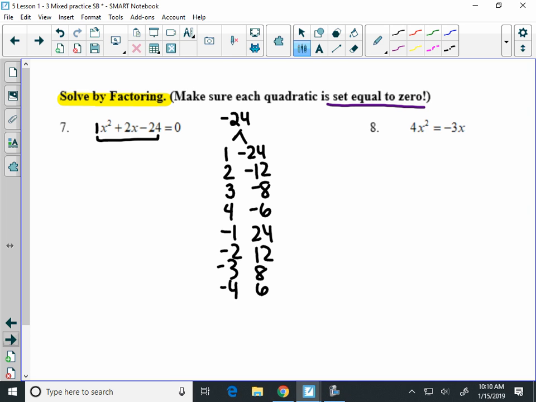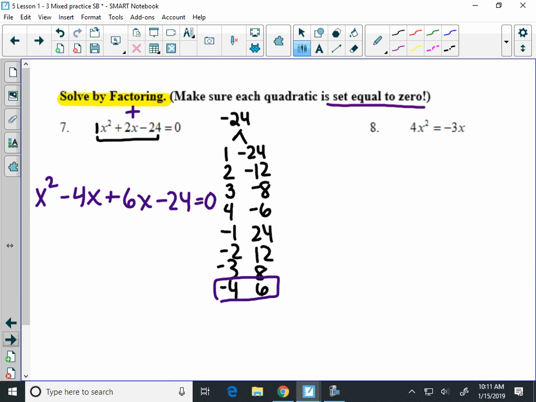What I need is to find a pair of those numbers that multiply to negative 24 and add to positive 2. And it looks like my numbers are going to be negative 4 and positive 6. So what I'm going to do now is the method of split the middle. We bring the first term down and the last term down, set it equal to 0. The middle term of 2x splits up into minus 4x plus 6x.